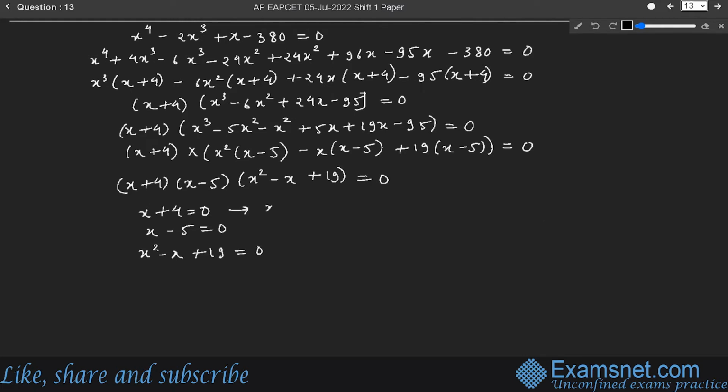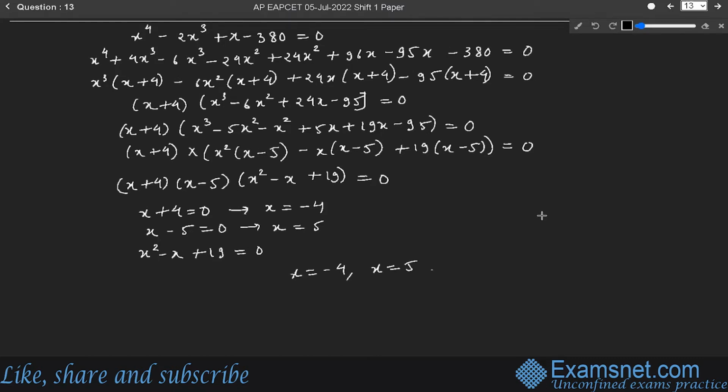So from this part, we can say that x is equal to minus 4. From second part, x will be equal to 5. And from the third part, x will belong to any real number R. So we can say that x is equal to minus 4 and x is equal to 5. These are the real roots of this given equation.